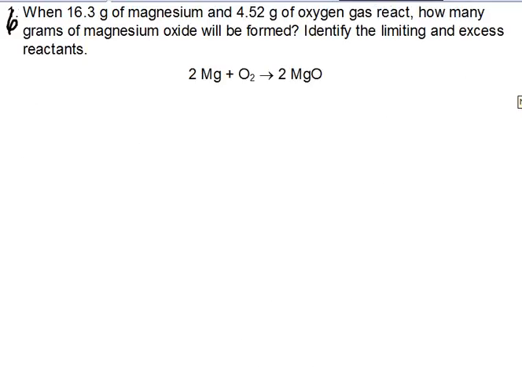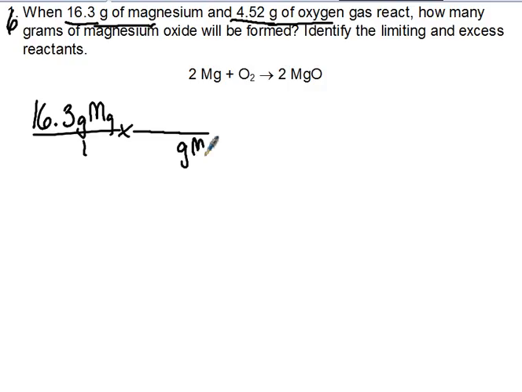Question number 6 is asking me to do 16.3 grams of magnesium and 4.52 grams of oxygen. Now, since I have masses for both of my reactants, this one I already have my reaction written out, this is going to have to be a limiting reactant question. So I have to treat 16.3 grams of magnesium separate from 4.52 grams of oxygen. So I'm going to write 2 stoichs. 16.3 grams of Mg over 1, and then I'm going to put grams of Mg here.